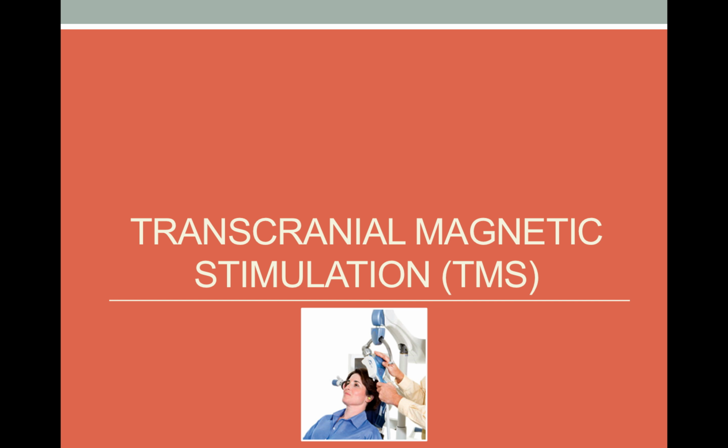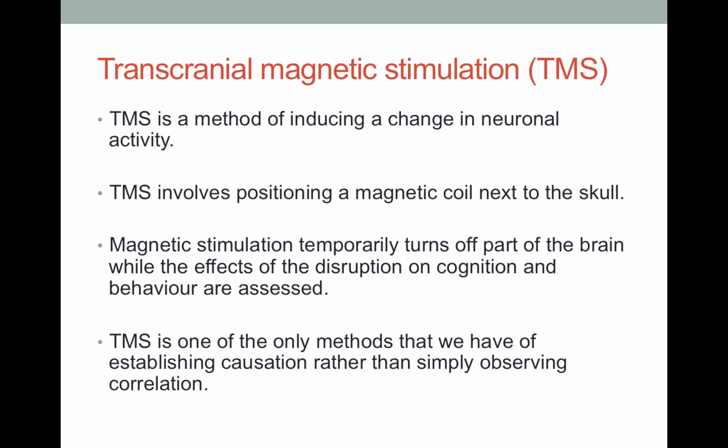Now let's move on to transcranial magnetic stimulation. TMS is a method of inducing a change in neuronal activity. It is based on the principles of electromagnetic induction of an electric field in the brain. The field can be of sufficient magnitude and density to depolarize neurons. When TMS pulses are applied repetitively, they can modulate cortical excitability, decreasing or increasing it depending on the parameters of stimulation.